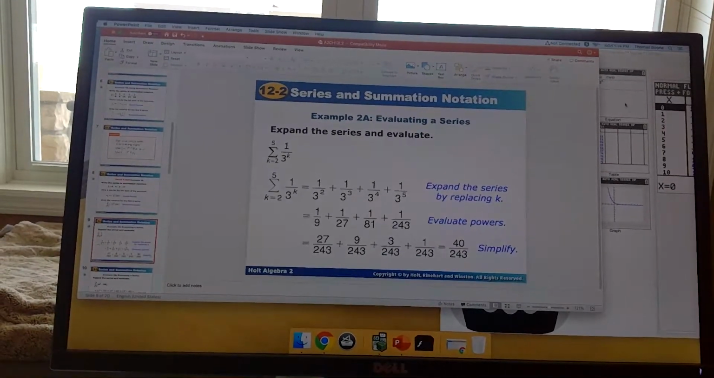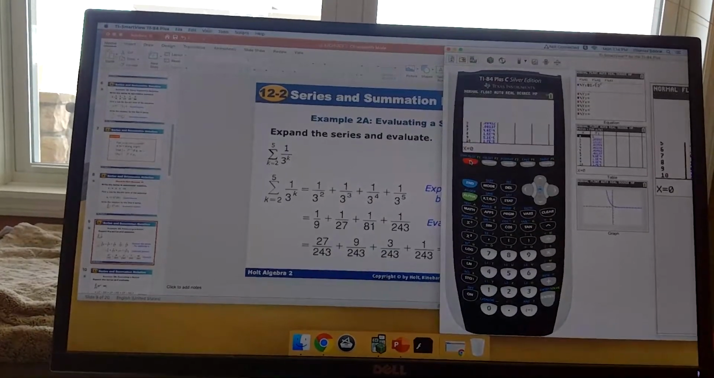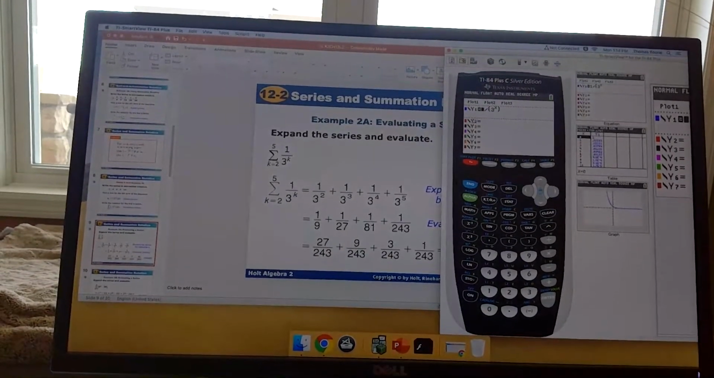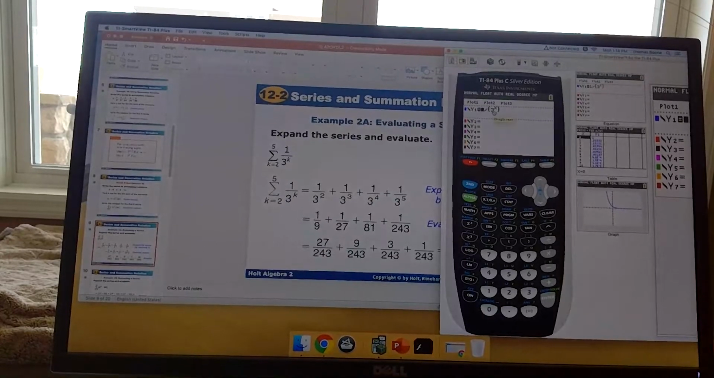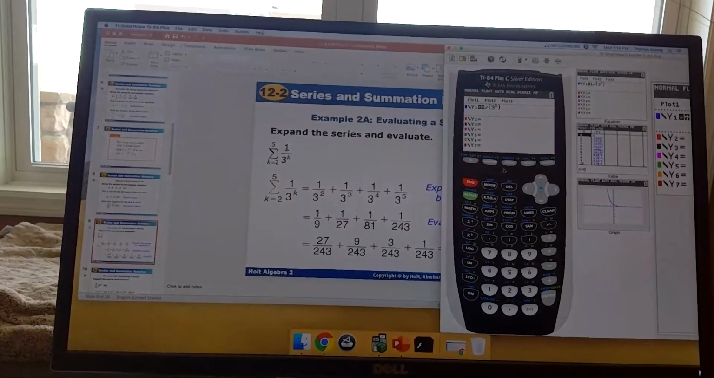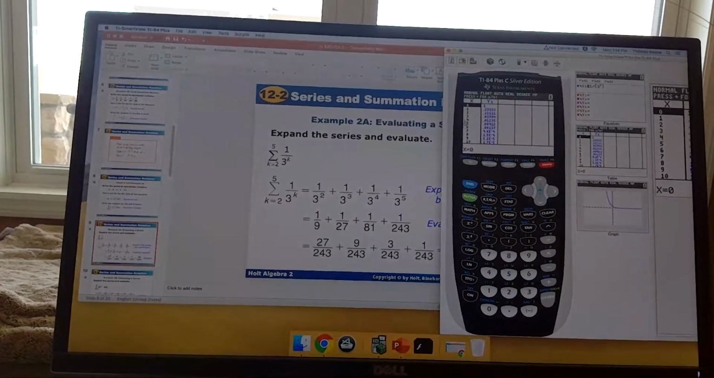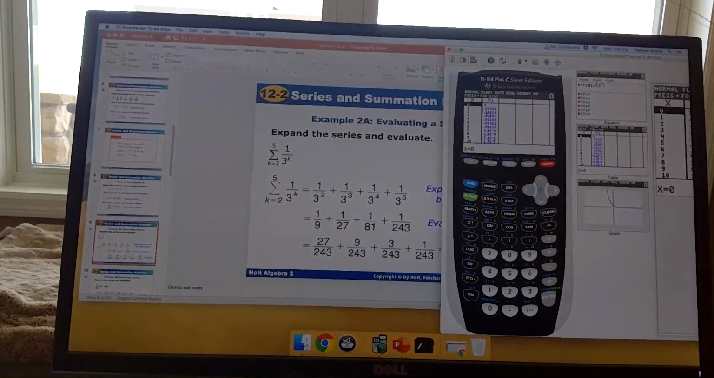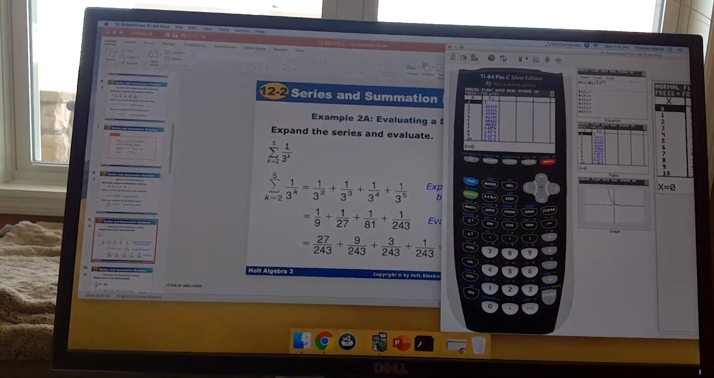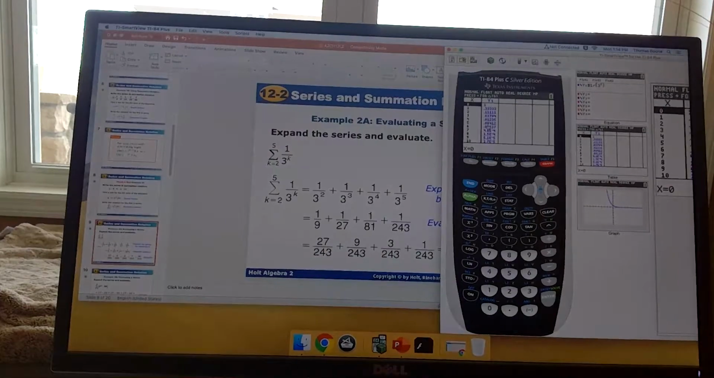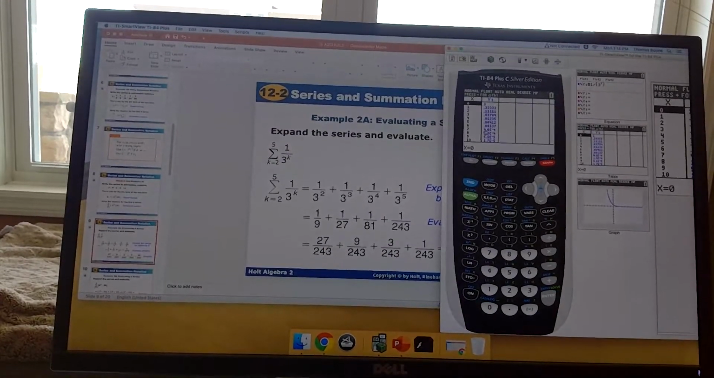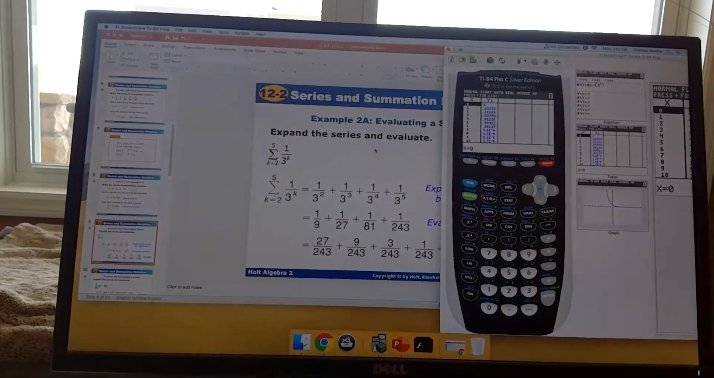What you can do is go to your calculator, hit the y equals, and type in the explicit rule, 1 over 3 to the x power. All right, then you can go ahead and make a table. And look at that. Now, we're only looking at terms 2 through 5. So what you would do is you'd write 0.11 plus 0.83 plus 0.81 plus 0.88. We'd get those numbers down, and then we would add them up. So when it says expand the series and evaluate, we want to add those.